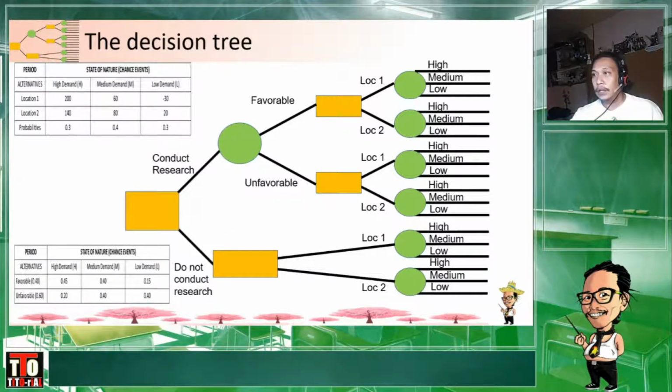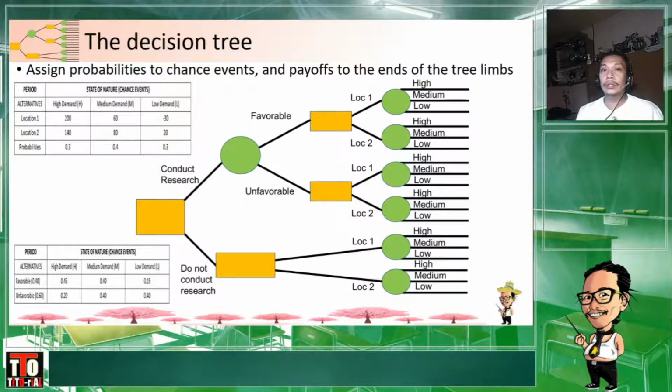Now, the next step for us to do is to assign the probabilities to chance events and payoffs to the end of the three limbs. So, let's start here with the payoffs at the end of our three limbs. Basically, these are our payoffs. This is where we will put our payoffs.